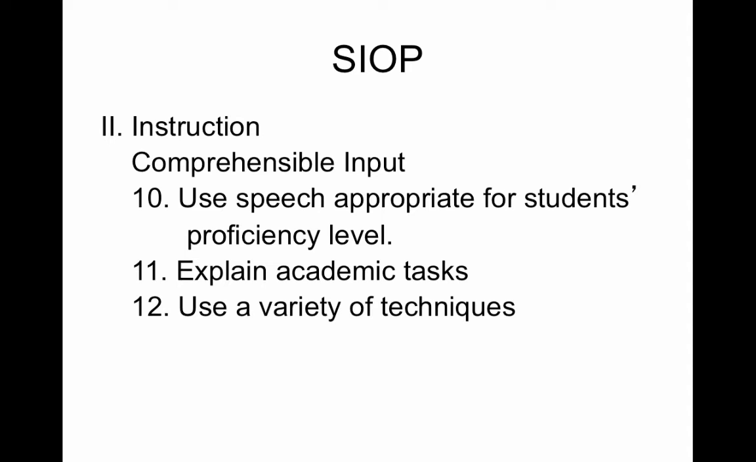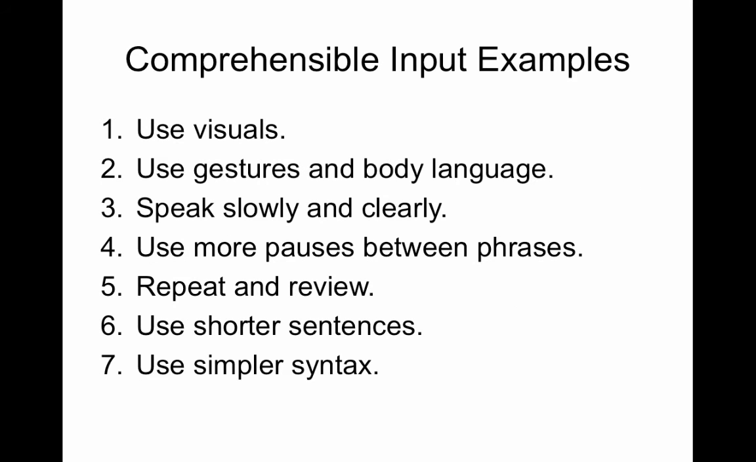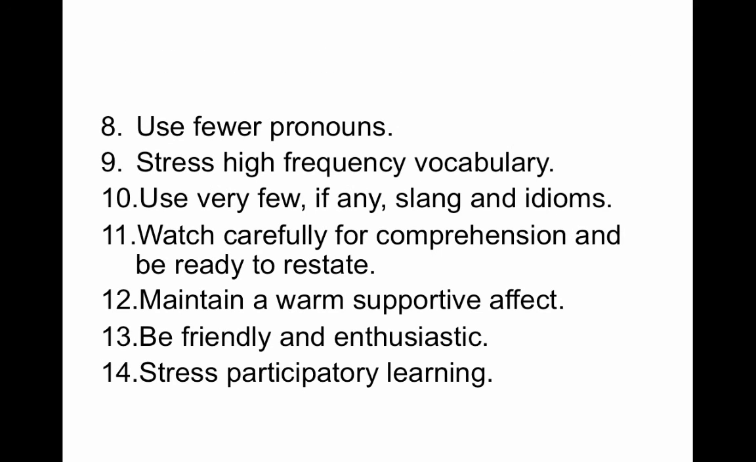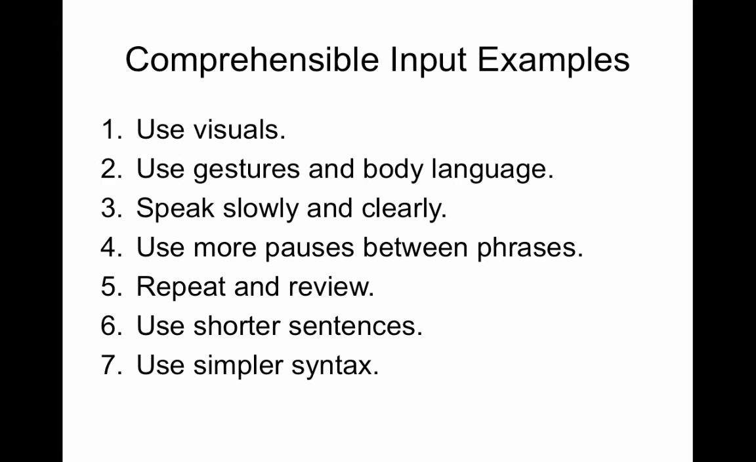We use a lot of facial expressions. We slow down when we're talking. We may use similar vocabulary over and over again rather than using a lot of synonyms. That's what comprehensible input is, and that's why children tend to learn their first language, because the parents are taking care to make sure it's comprehensible. And so I've given you two slides with 14 ideas for how to make lessons more comprehensible.